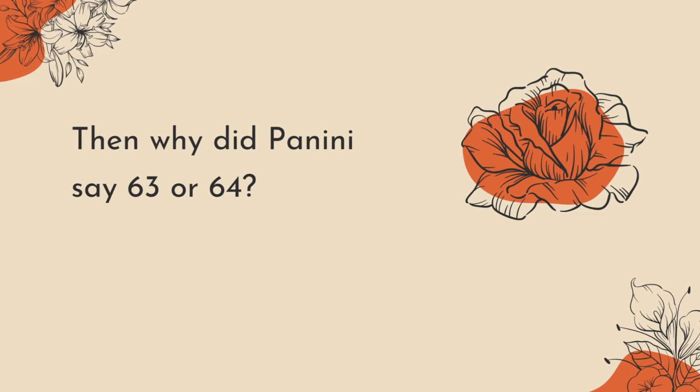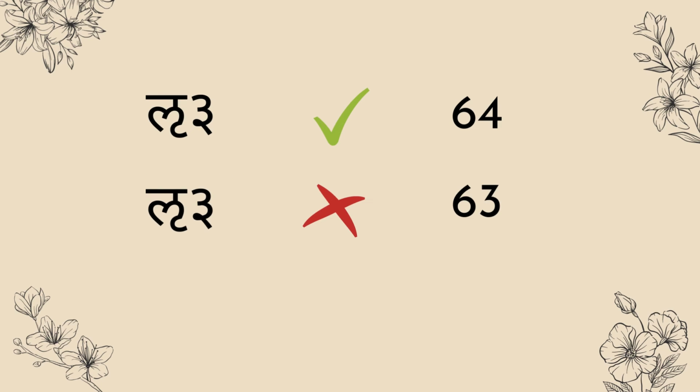Then why did Maharshi Panini say 63 or 64 Varnas and not just 64 Varnas? Because some say that there is a Pluta Swara for the vowel L. If we consider a Pluta Swara for L, then there are 64 Varnas. Some say there is no Pluta Likara. So if we consider that opinion, then there are 63 Varnas.